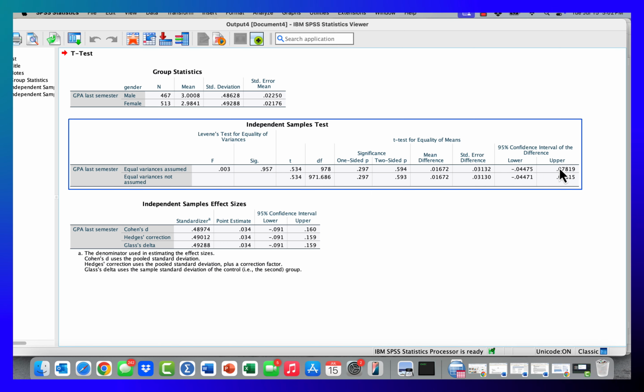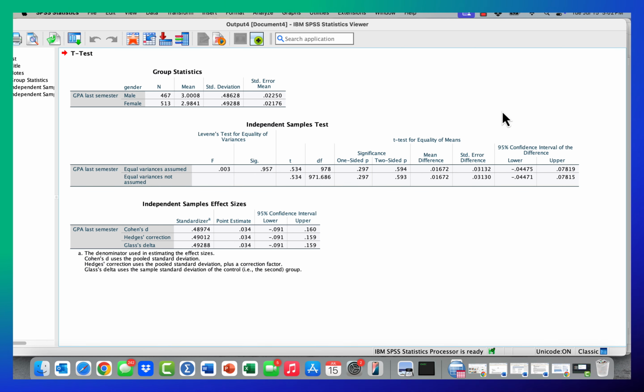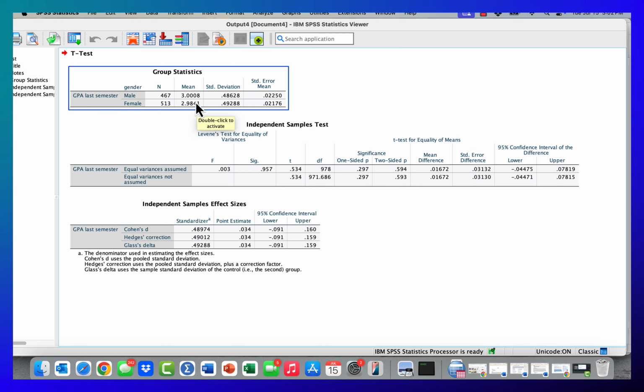And again, too, you can look at our confidence interval here. There is a 0 here in our confidence interval, right? So our lower value is negative 0.04, our upper value is 0.07, so there's a 0 in there. So that also tells us that we cannot reject our null hypothesis for the t-test, which is that males and females GPAs are significantly different in the population of Amhara students.